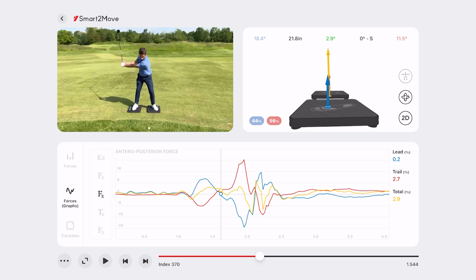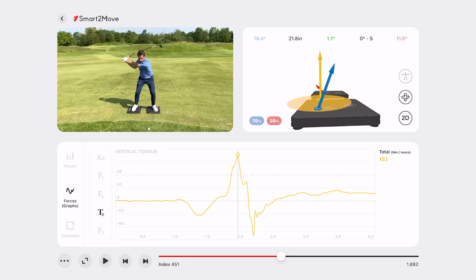And I think, again, this is a great place to talk about anterior-posterior force, where you'll see they basically are crossing each other at zero, and those vectors in the top right are pointed straight up and down. So neither one of them is pushing towards the golf ball or away from the golf ball. It's just kind of neutral at that point in time.